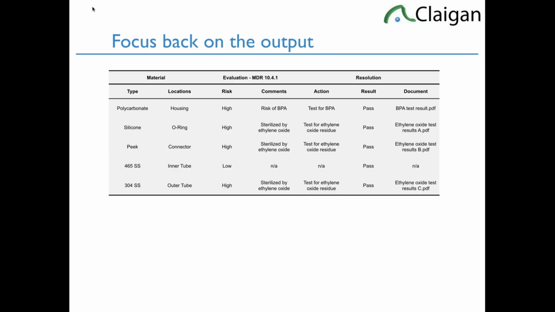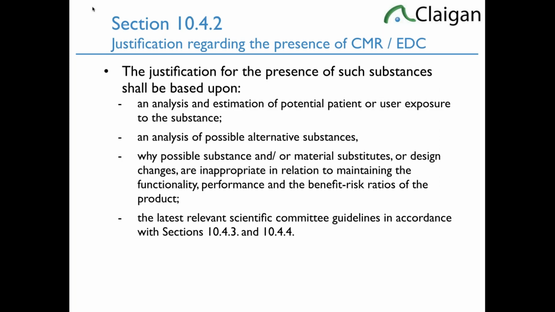So back on the output, again, we're looking at the output. What's the best way to get to here? We get an output where we have the materials, what's the risk, what's the action, and what's the solution. What was the answer for that action? And where's the document that the notified body can sample? I'll pick the first one and the fifth one and look at them. So if you do find something, it's not banned. You have to justify it.